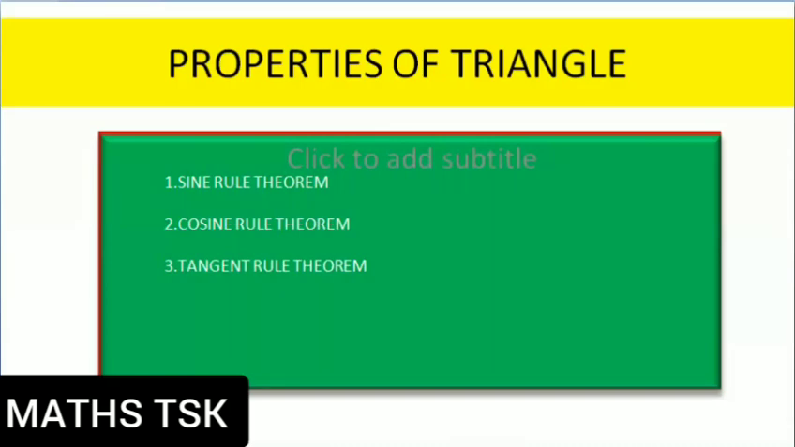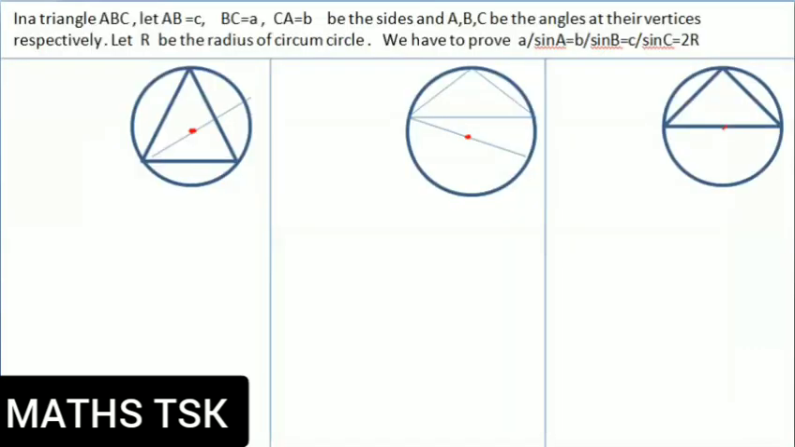In properties of triangle, we are going to discuss the theorems of sine, cosine and tangent here. First, the sine theorem. In a triangle ABC, we have to prove that a by sine A is equal to b by sine B is equal to c by sine C is equal to 2R.